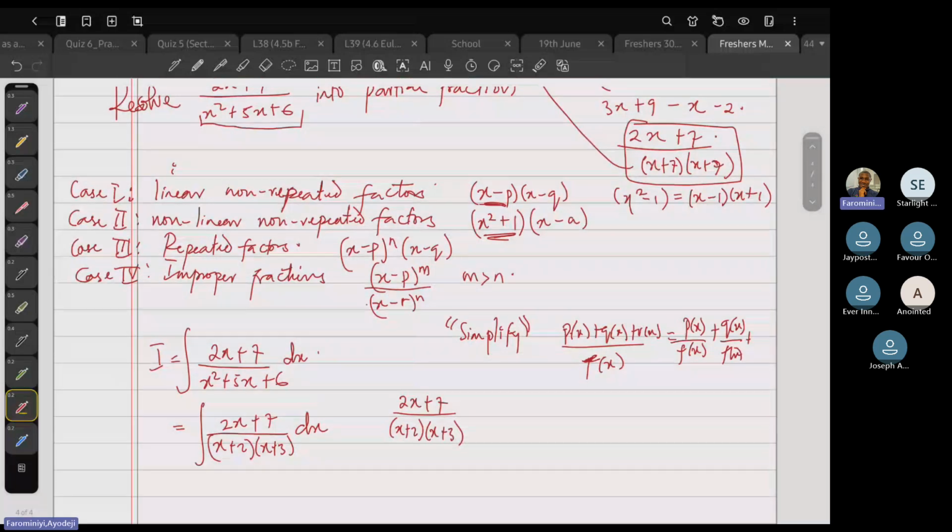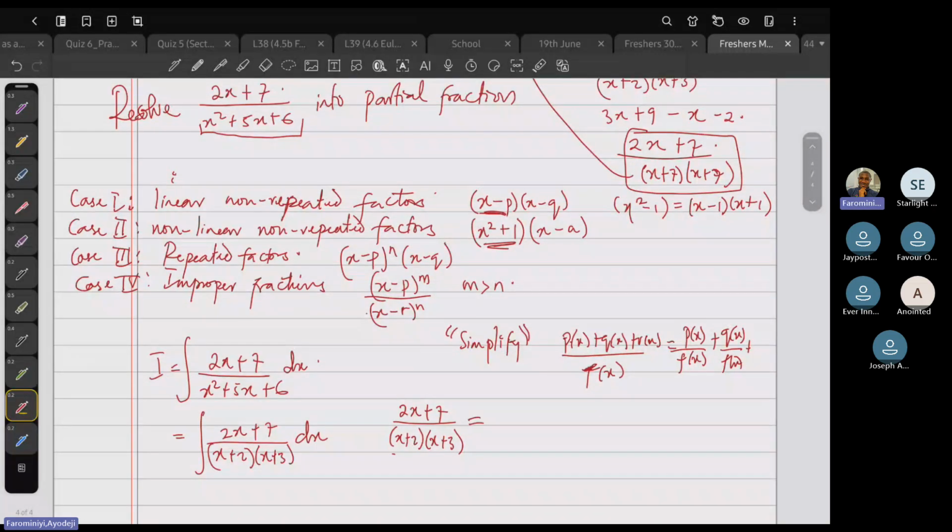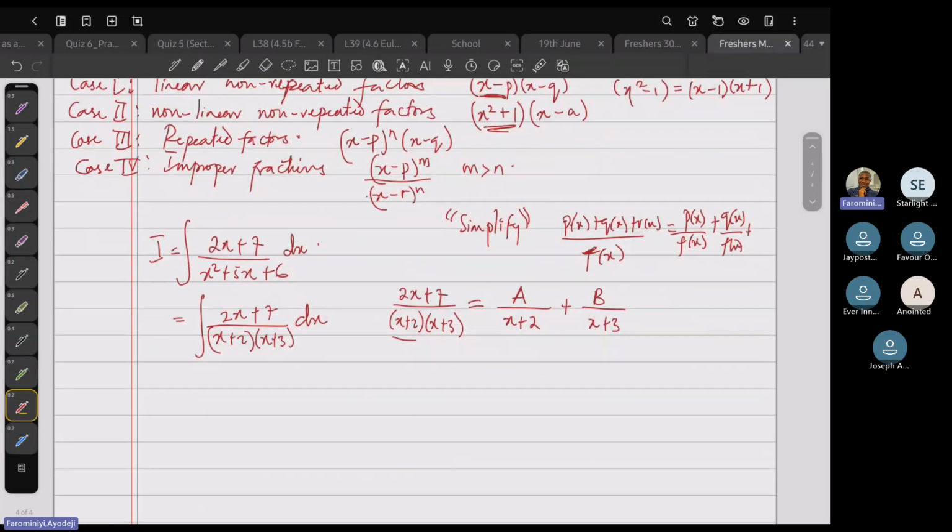So I want to talk about partial fractions in case 1 now. When you have this kind of partial fraction, for each of the linear factors, it carries a constant upstairs. So A plus the second one, let me use B here. It doesn't matter which one comes first, but let's arrange it properly: x plus 2, x plus 3. We want to get the A and B for which, if we add this together, we are going to get this compound fraction. So in this case, how do we go back?